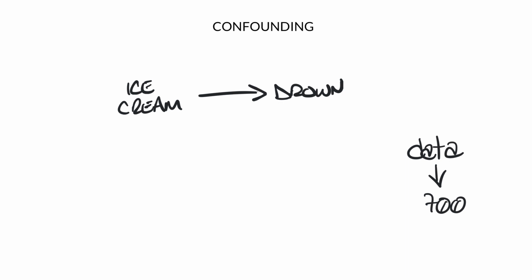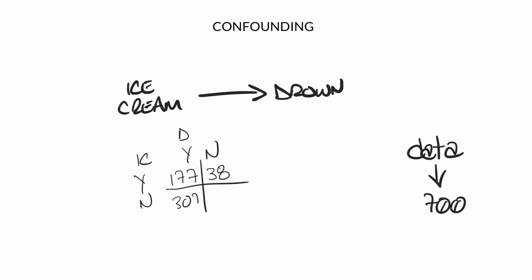And so the first analysis that you do is that you want to know if eating ice cream, yes or no, leads to drowning, yes or no. And you see that 177 people ate ice cream and drowned. 38 people ate ice cream and did not drown. And you see that 307 people did not eat ice cream and did drown. And 178 did not eat ice cream and did not drown.